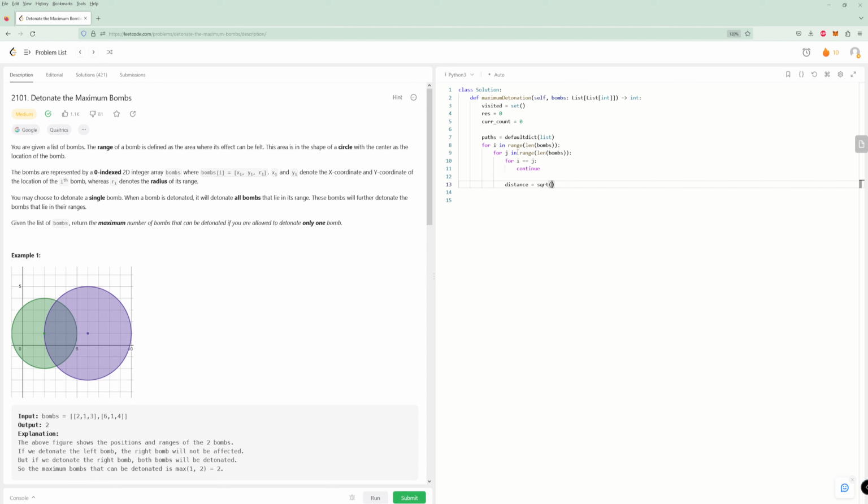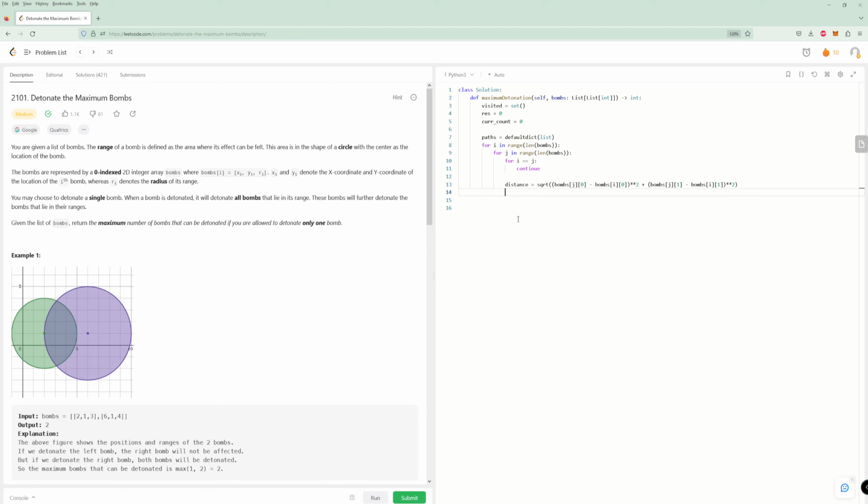So let's say j is the second value and i is the first value here. So it's going to be the square root of bombs j 0 minus bombs i 0. So these are the two x values, then we need to square those, right? Squared. And then we need to add the other one. We can just copy this. So now it's the y values. Okay, there we go. Now we need to say, okay, so this actually needs to be, no, this is fine. Yeah, so that's fine.